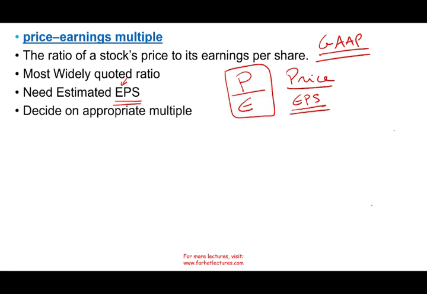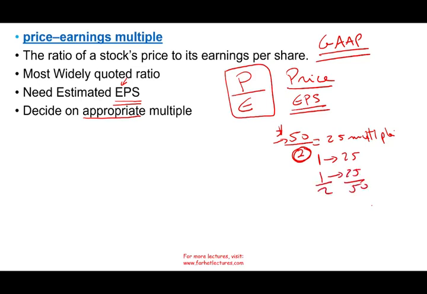The other issue with the PE ratio is deciding on an appropriate multiple. What do we mean by appropriate multiple? Let's assume we have a stock trading at $50 and the company in the future will earn $2 per share. Well, 50 divided by 2 is equal to 25. The multiple is 25. It means you are paying $50 for the share. What are you buying? You are buying their future earnings. So for every dollar in earnings, you are paying $25. You have $1 in earnings, $2 in earnings. Those are the $2, and that's $50. This is what it means.